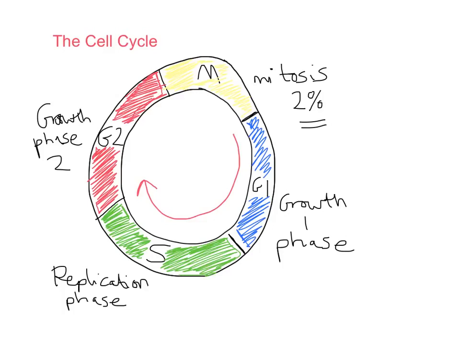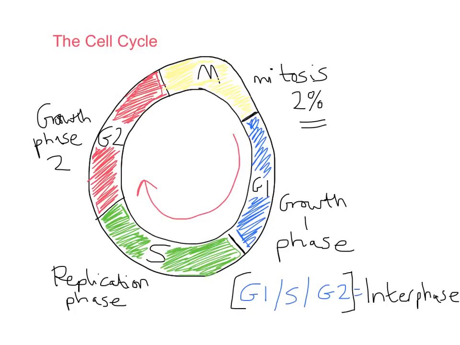Now it should be said that G1, S and G2 all make up something called interphase. So whenever you learn about mitosis and cell division in school, you learn about the distinct phases: interphase, prophase, metaphase, etc. Interphase is this entire sort of growing period. So sometimes you see G1, S and G2 all called interphase.